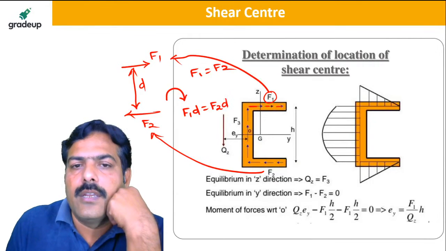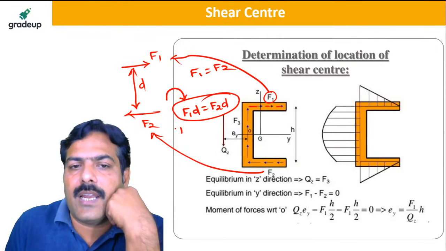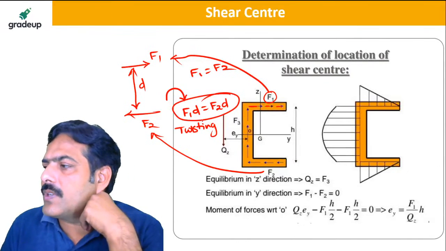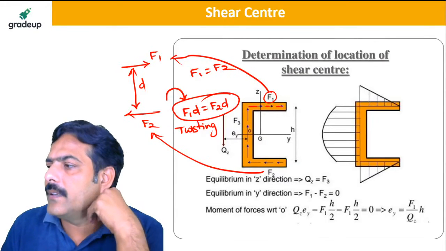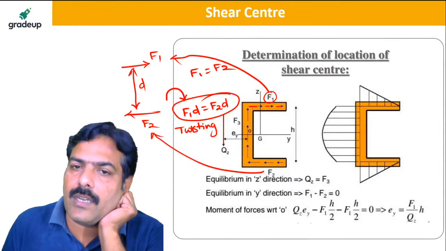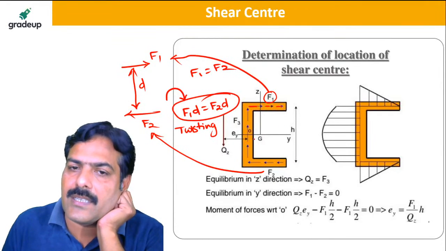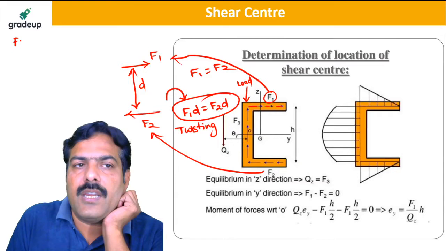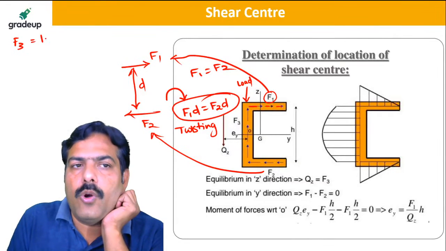Is it okay? So this is the twisting that is coming, and because of these forces you are getting twisting. Gangadhar, is it clear now? Because of this we are getting twisting. Why? Because the shear force is like this. But what about the force F3? F3 is balanced by the loading which is there on the beam.